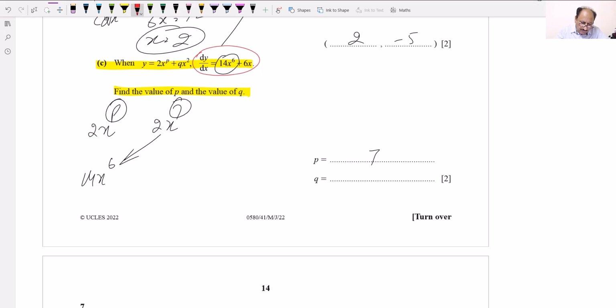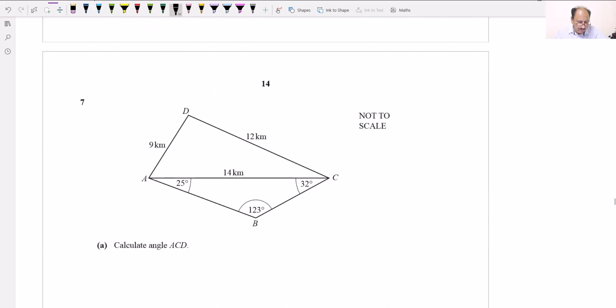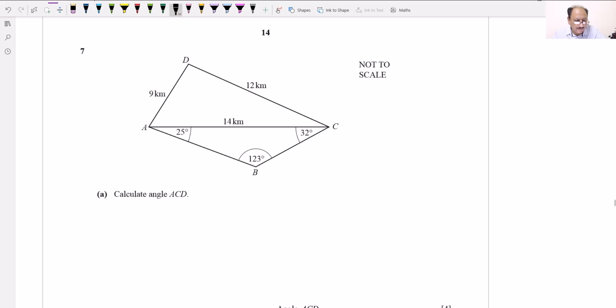Similarly, we can check for q also. 6x is the derivative of q x squared. So q will be multiplied by 2 resulting in 6, so q will be 3, so q value will be 3. This is how we figured it out, and this is question number 2, which is a two parts question, 2 mark question.